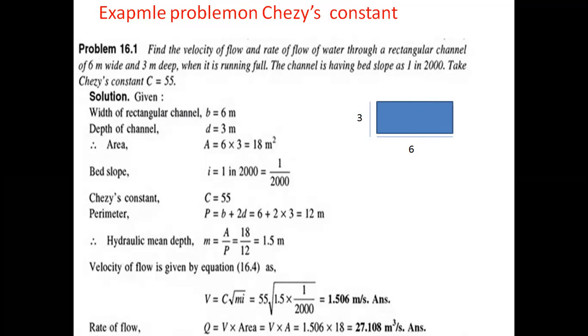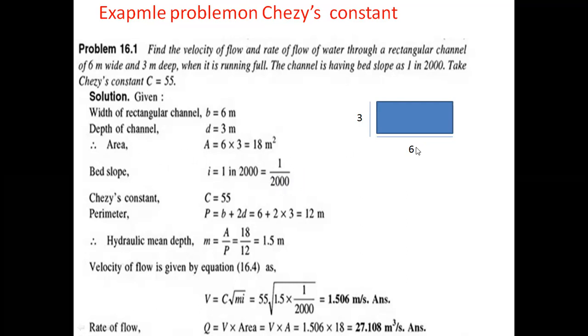That's why here 1 in 2000 means 1 by 2000. In the bed slope, 1 in 2000 means I equal to 1 by 2000. We consider it in fractions, so the slope is taken as a fraction. That's why we write 1 by 2000 here.